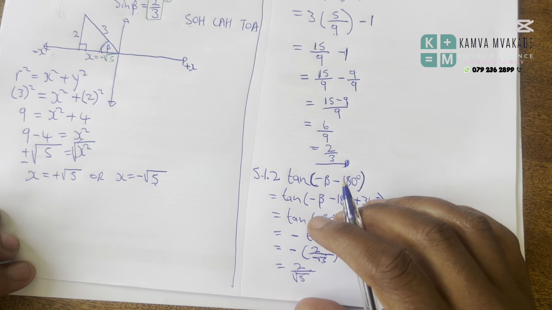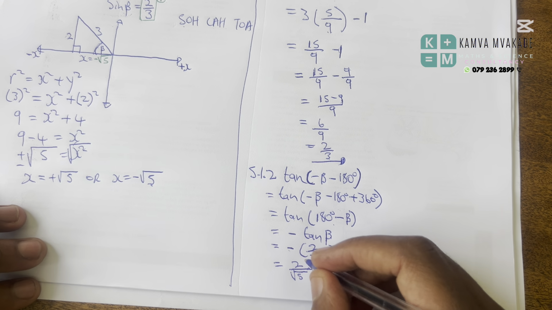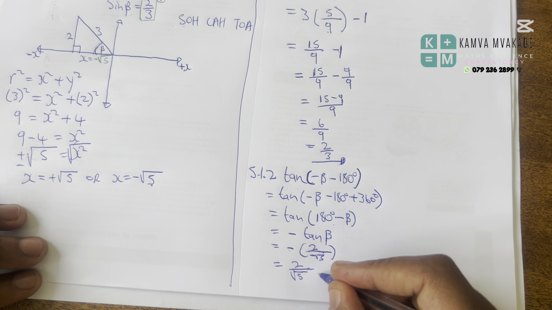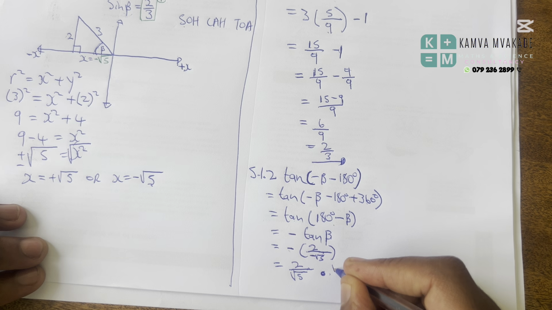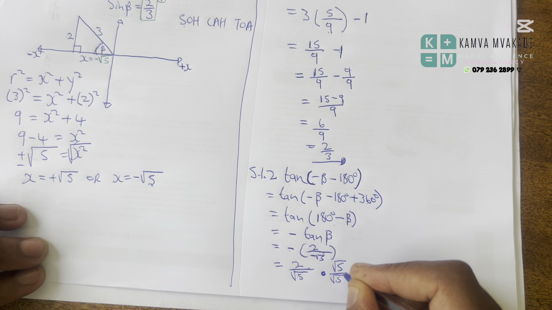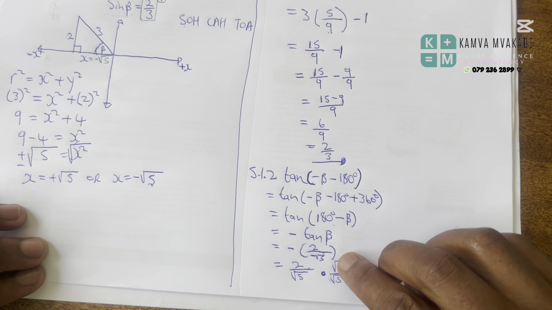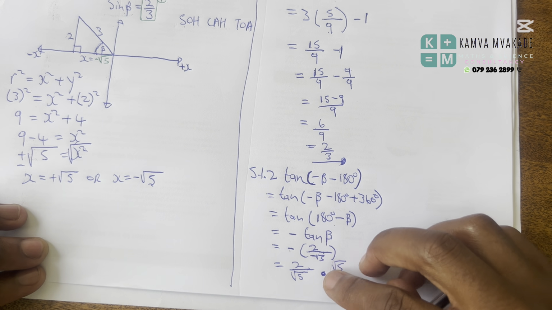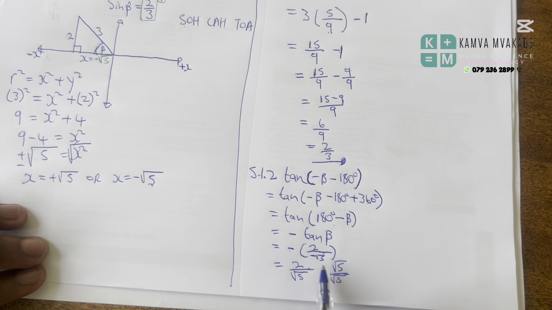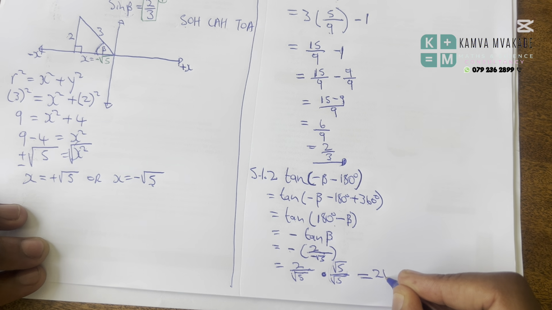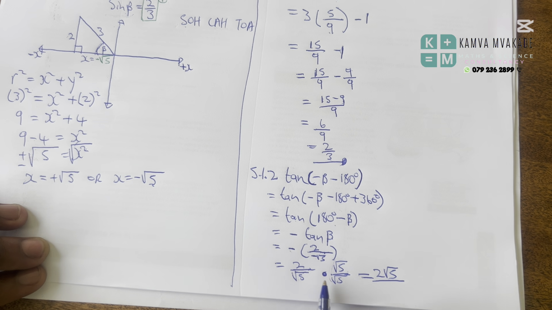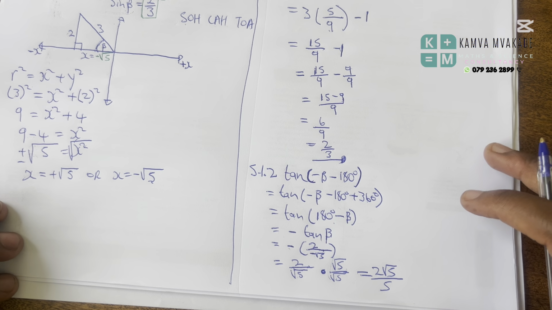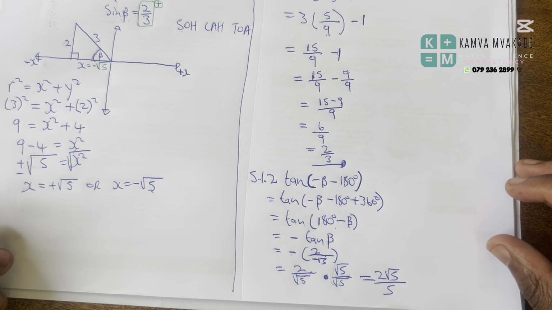But we know that mathematics does not allow us to have a denominator that is a surd. So we're going to rationalize. When rationalizing, we say root 5 over root 5, because this is the same as multiplying by 1. Root 5 over root 5 is 1. 2 over root 5 multiplied by 1 is still the same. So we multiply this by that. This is going to give us 2 root 5 over 5. This is going to be our final answer for 5.1.2.